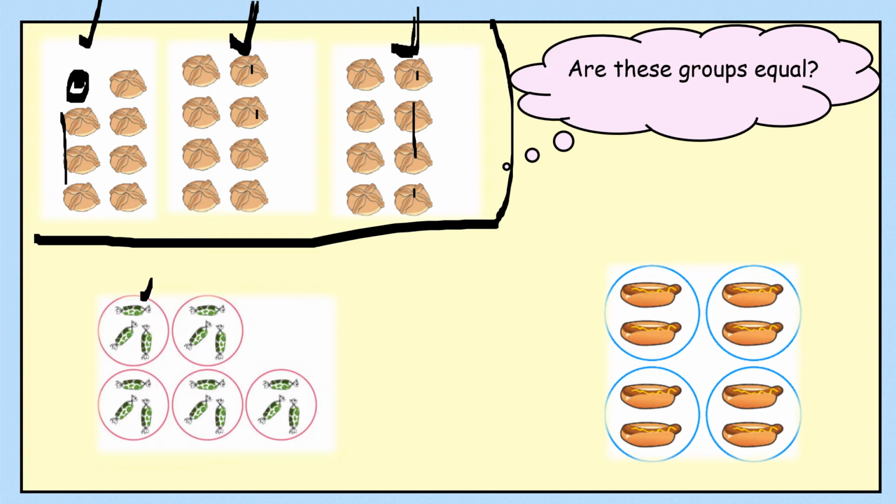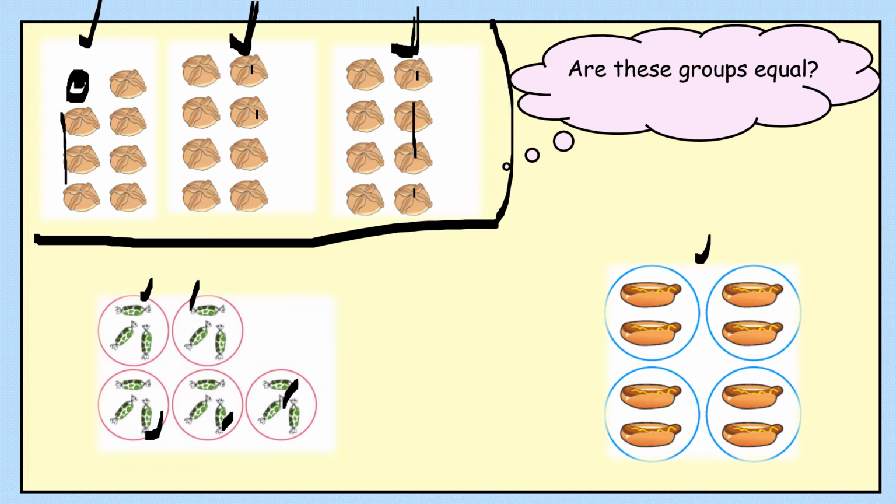Let's have a look at this group. I can see a group here, a group here, a group here, a group here, and a group here. How many groups are there? Well done, there's 5 groups. How many are in each group? 3. So are these groups equal? Yes, that's right, because they all have the same amount.